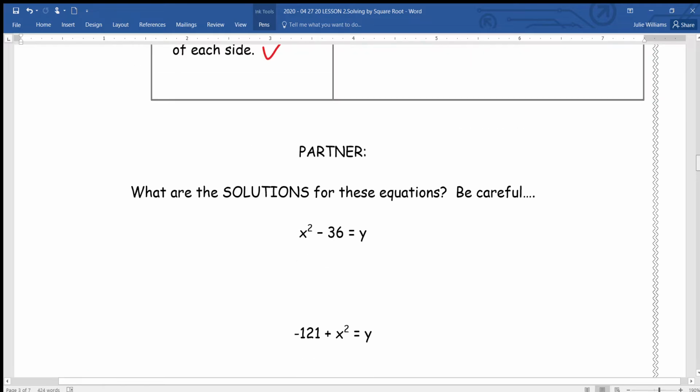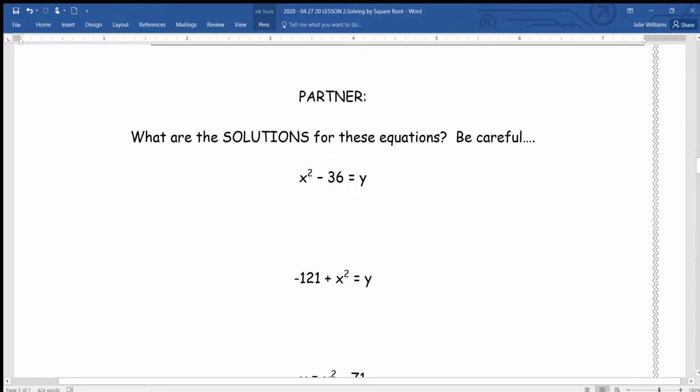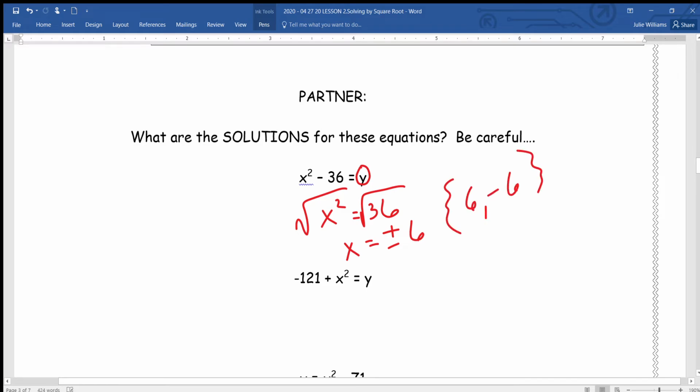All right, look at these. We substitute in the 0. We add the 36 to both sides, so x squared equals 36. Take the square root of each side. X equals plus or minus 6. If you want to write it in the brackets, 6 comma negative 6. It wouldn't matter the order in which you wrote them there.